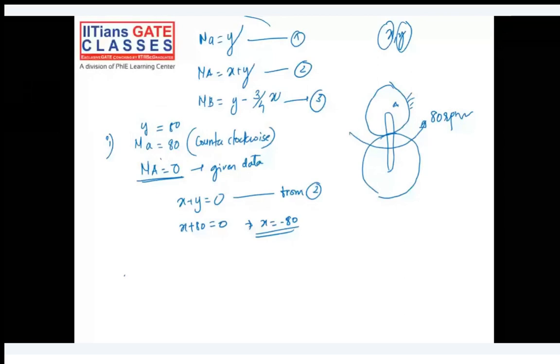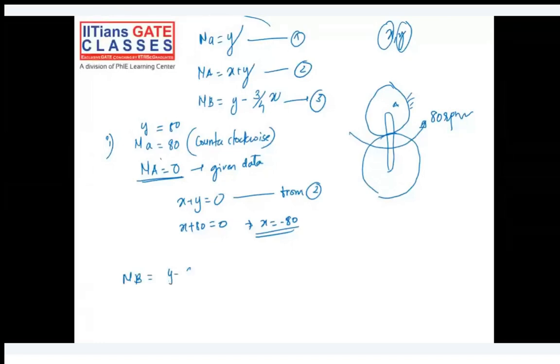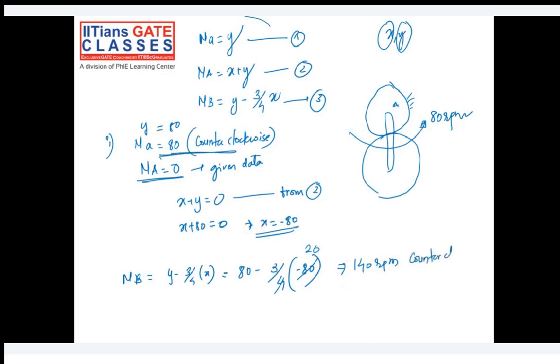So what is NB? NB is equal to Y minus 3/4 times X. What is Y? 80 rpm, minus 3/4 times, what is X? Minus 80 rpm. So the minus will become plus: 80 plus 60 will become 140. 140 rpm. The answer is positive. Your assumption was positive for counterclockwise, so it means this is also counterclockwise. Are you following it?